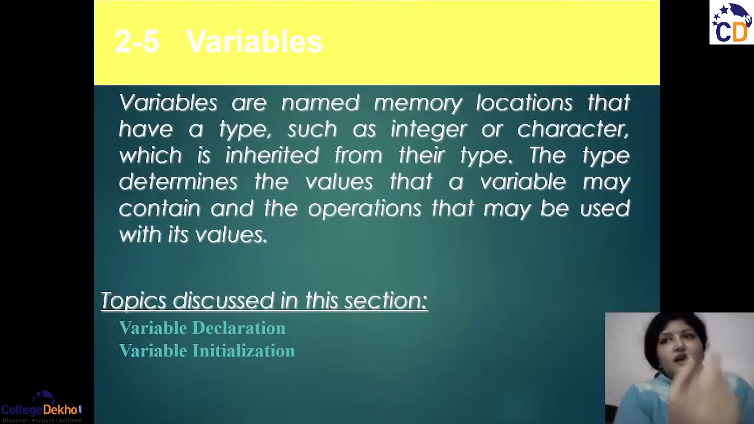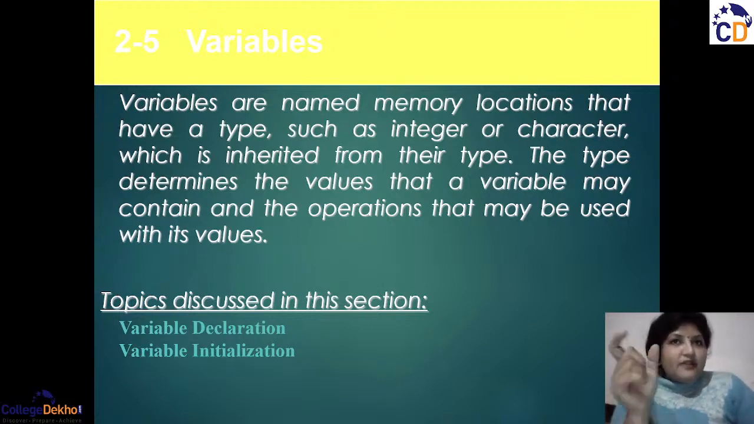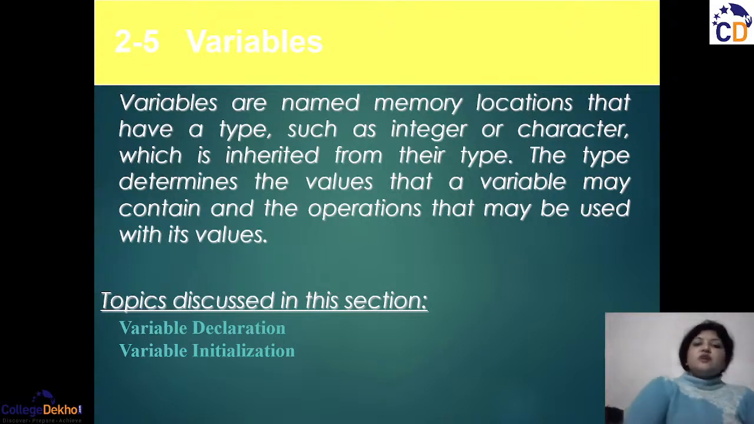Next, let us see how to use these data types in a program. For using the data types, we have variables that store some value, and for that value we need the data type. Variables are named memory locations that have a type. Type means what is the type of data: it could be integers that we have just covered, a character, or a decimal point number. The type determines the value that a variable may contain and the operations that may be used with its value.